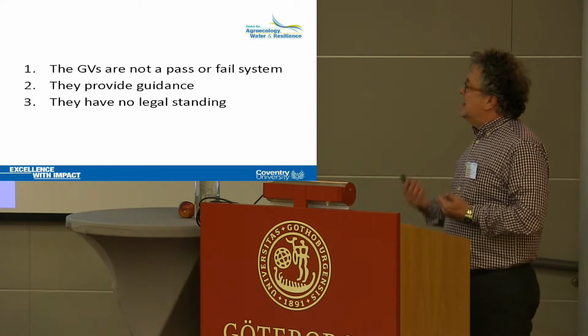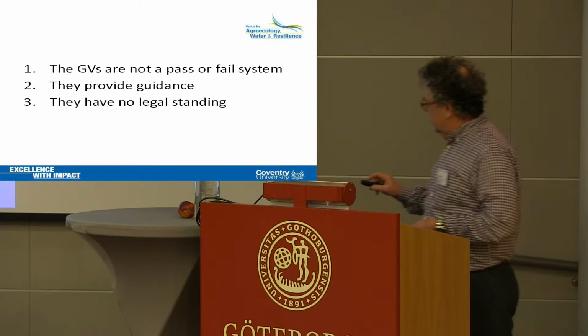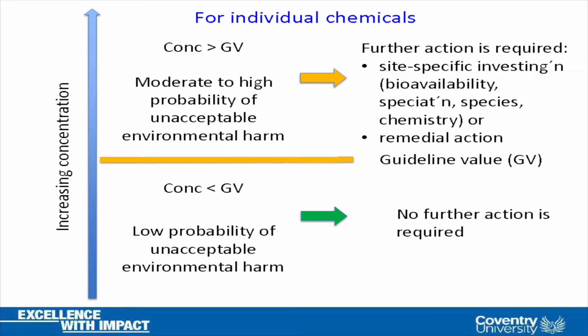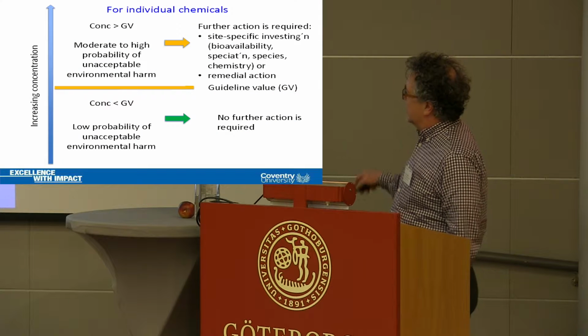So how do we actually implement them, these guideline values? It's basically one decision point and 2 outcomes.